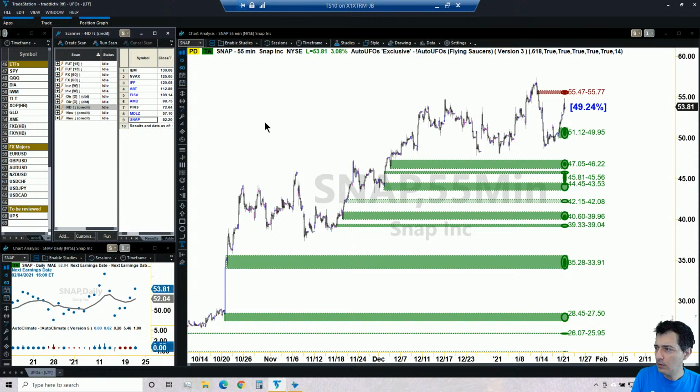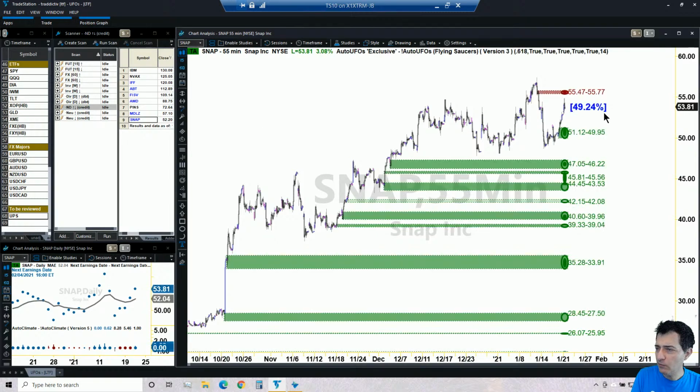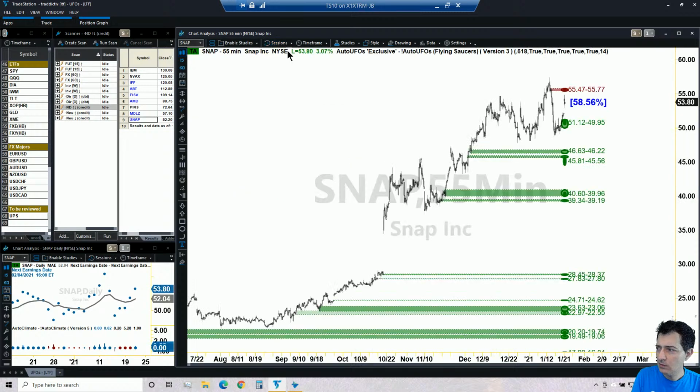February 4, probabilities are good here with 49%. That's fine. That's with pre and post market. What if I look at regular session? That is 58, which is even better.